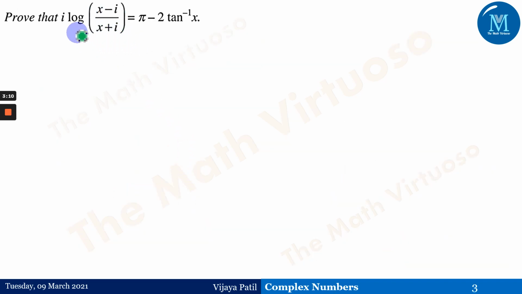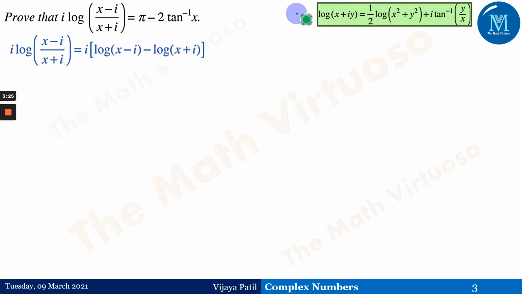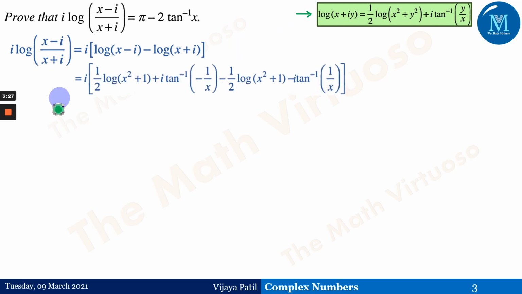Now prove that. The first question, moving ahead: i times log of (x minus i) upon (x plus i) is equal to pi minus 2 times tan inverse of x, which is very simple. Again, the property of logarithm: log of a by b is equal to log of a minus log of b. By this formula we will put the values here. So log of x plus i can be written as 1 by 2 times log of x squared plus 1 plus i times tan inverse of 1 by x.